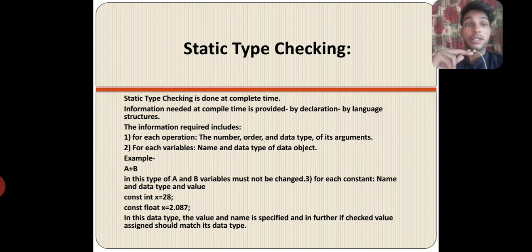Constant integer x is equal to 28, constant float x is equal to 2.087. So in these declarations the data type, name, and value are specified, and further, the value assigned should match its data type. So this was the static type checking, and this was my presentation about compiler construction.